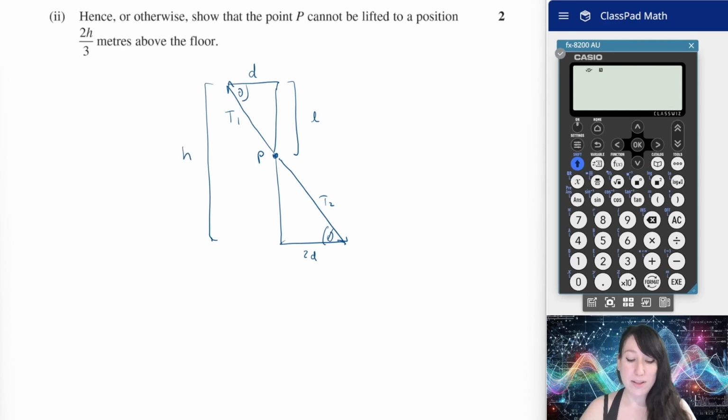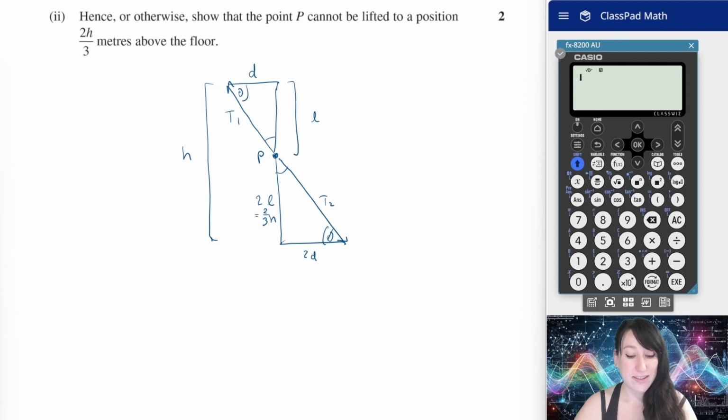Okay, as we lift P up, the ropes would approach forming a straight line. If they were to form a straight line, then we'd have equal angles here and here, and we'd have similar triangles. Now, the height of point P, if the ropes formed a straight line, would equal 2L due to similar triangles. And if that's the case, then the height of P above the floor would be 2/3 of H, since H is now split into 2L plus L. So this will equal 2/3 H.